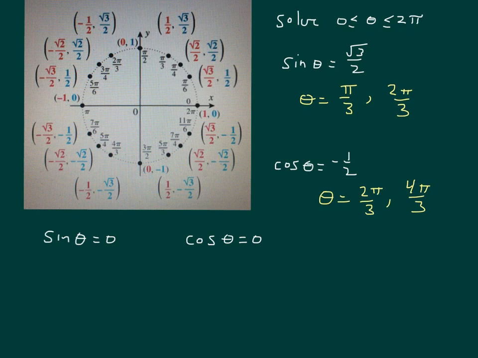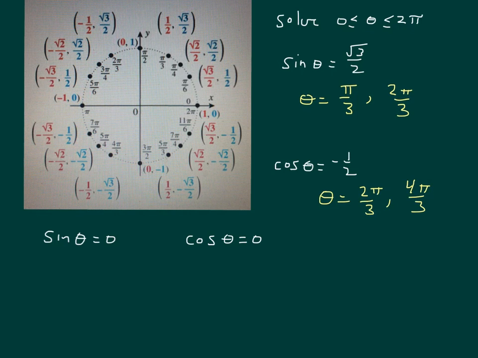The next ones I want to look at are what are called quadrantal angles. They're the ones that are on the axes, on the borders of the quadrants. What we have is the sine of theta equal to 0. Again, sine of theta is the y-coordinate. So that means the y-coordinate is 0, and we notice that that's 0 at these two locations.